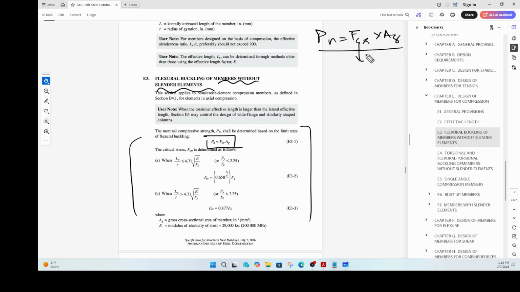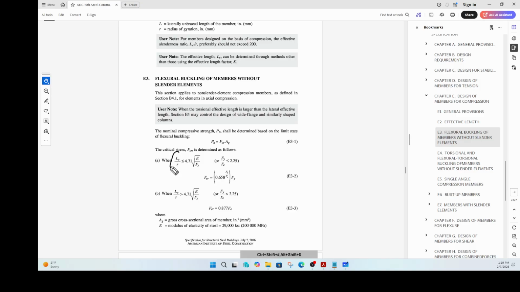Your FCR is a function of your Fy by Fe value. You can either check the Fy by Fe value or you can check this particular value here. If this LC by R value of your column is less than a certain limit, then you find your FCR using this equation. But if your L by R value is greater than a certain limit, then you find FCR through this other equation.